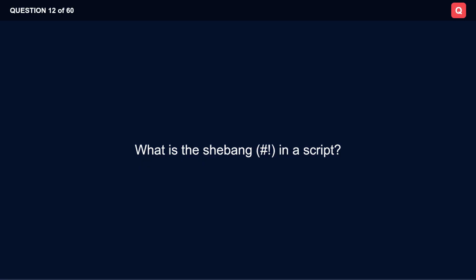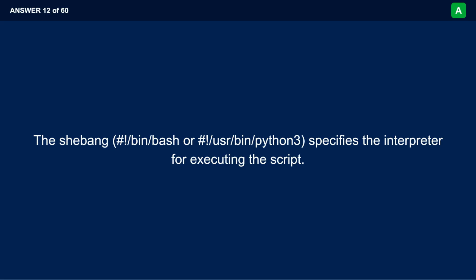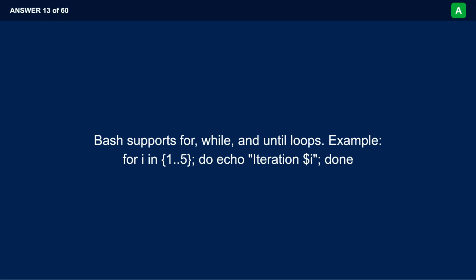What is the shebang (#!) in a script? The shebang, #!/bin/bash or #!/usr/bin/python3, specifies the interpreter for executing the script. What are loops in Bash? Bash supports for, while, and until loops. Example: for i in {1..5}; do echo "Iteration $i"; done.